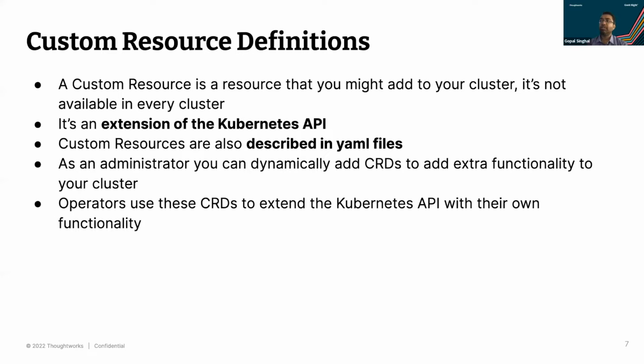Today, after having the overview of custom resource definitions and operators, we'll also see how they work, and then go through the code and even see them in action. So let's jump on to the YAML representation of a custom resource, how it looks and how we can define a custom resource in Kubernetes.